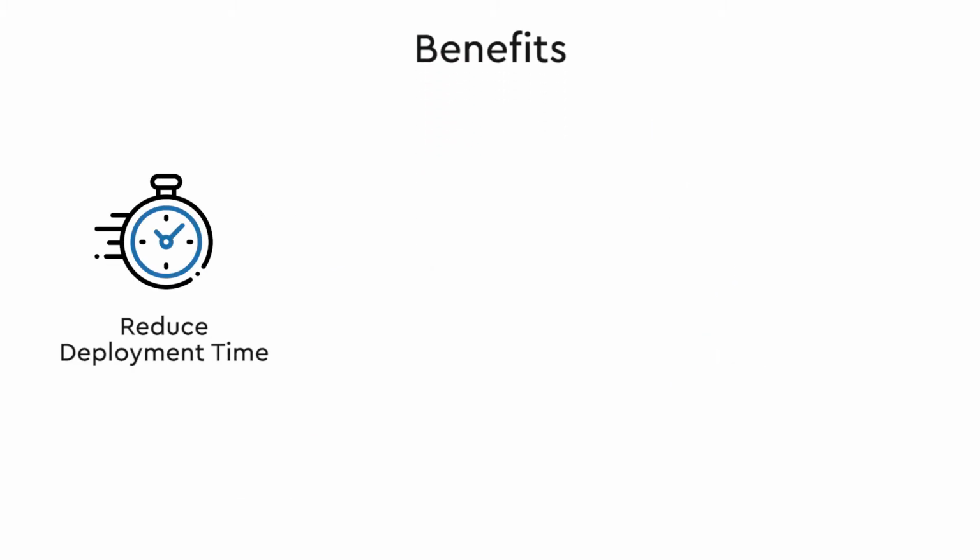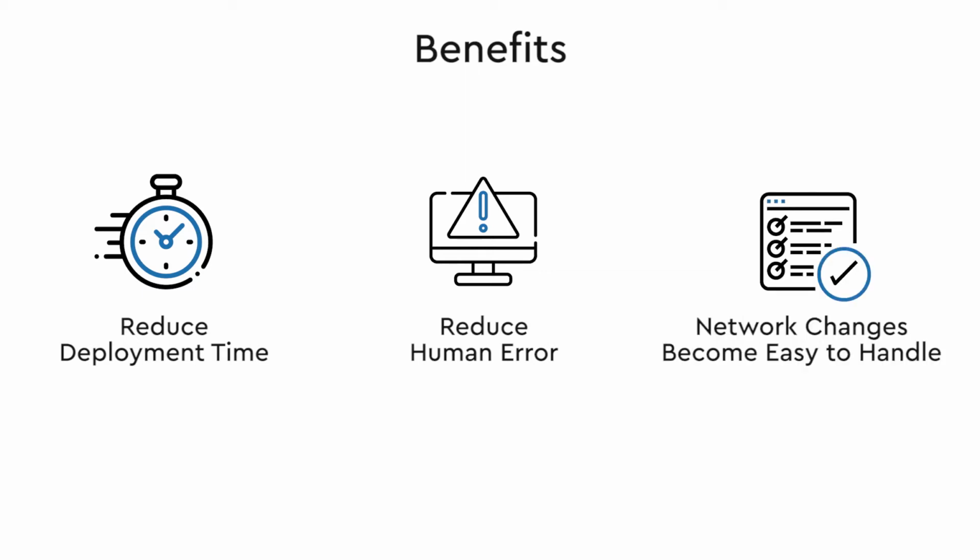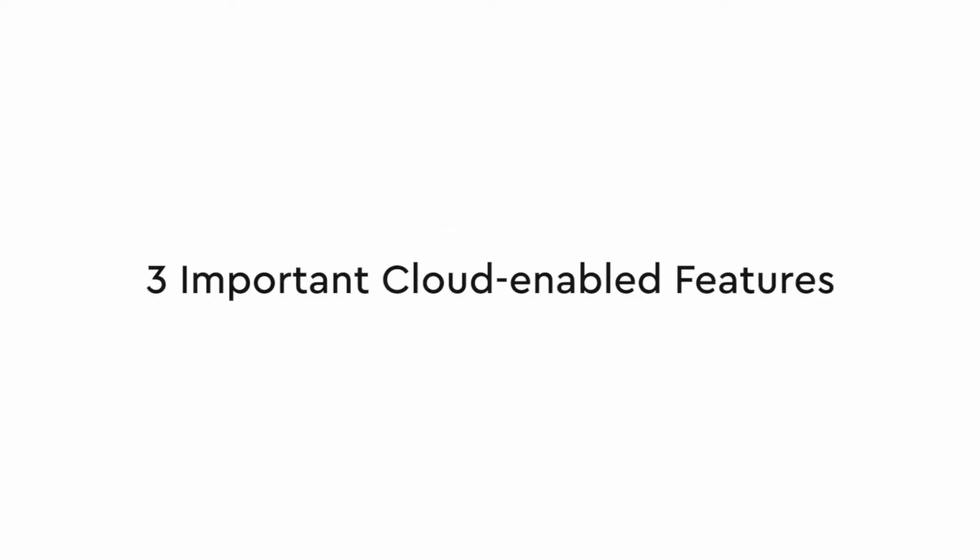So with centralized management and bulk configuration, deployment time is reduced because you're not configuring the switches one by one. And human error is reduced because you can be sure that the configuration is the same across the site. And network changes become easy to handle because new changes can be pushed from the cloud. Then these are just the basics. There are additional features enabled by ecCLOUD that will make switch management smarter and easier, and we will introduce 3 of them in this video.